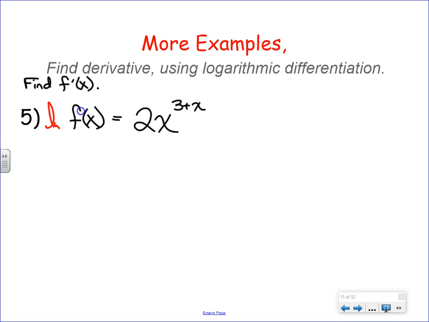Why am I saying take ln of both sides? I'm going to first go ahead and rewrite it: ln of y. How can I rewrite the other side? Careful. No, you can't do that yet.